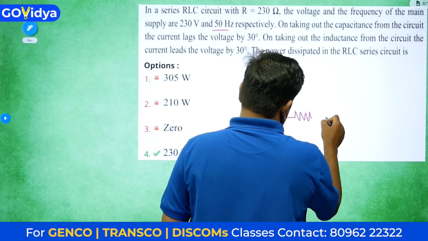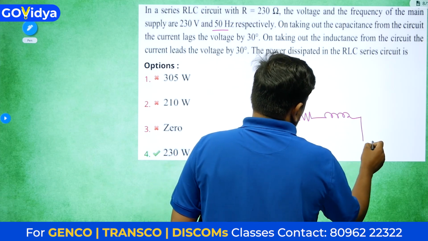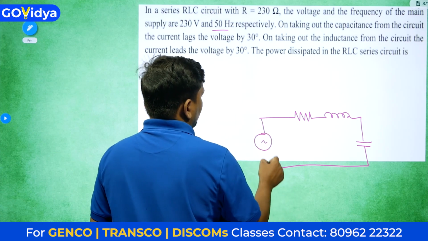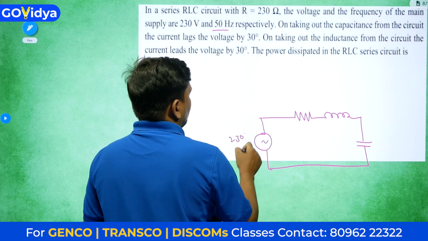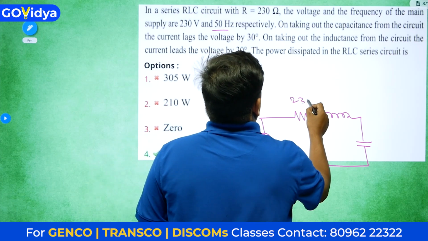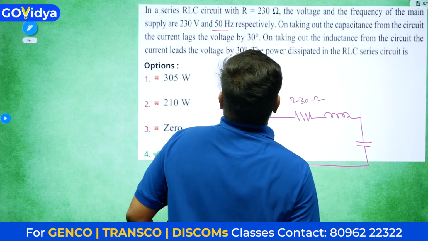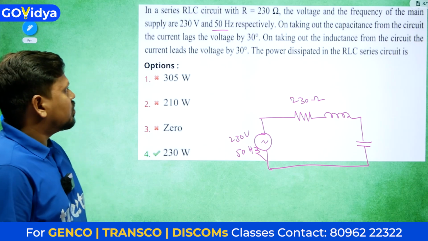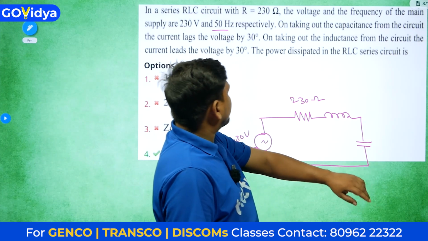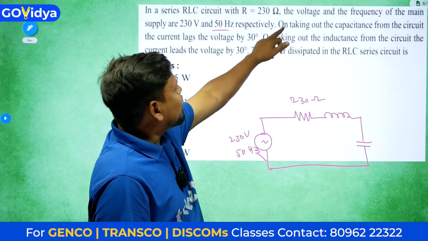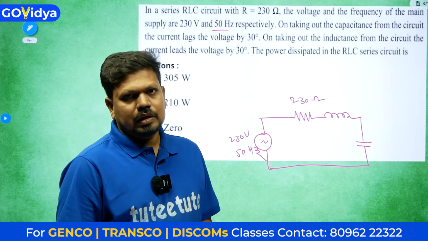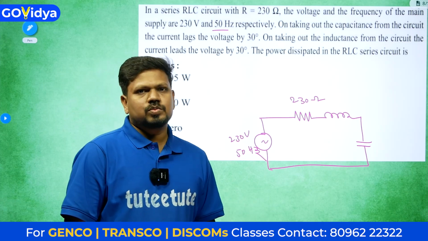So this is R, L, C. The source voltage is 230 volt and frequency is 50 hertz. R value is 230 ohms, and L value and C value they have not mentioned, but they have mentioned one condition: if capacitance we are removing, on taking out capacitance from the circuit, current lags the voltage by 30 degree.